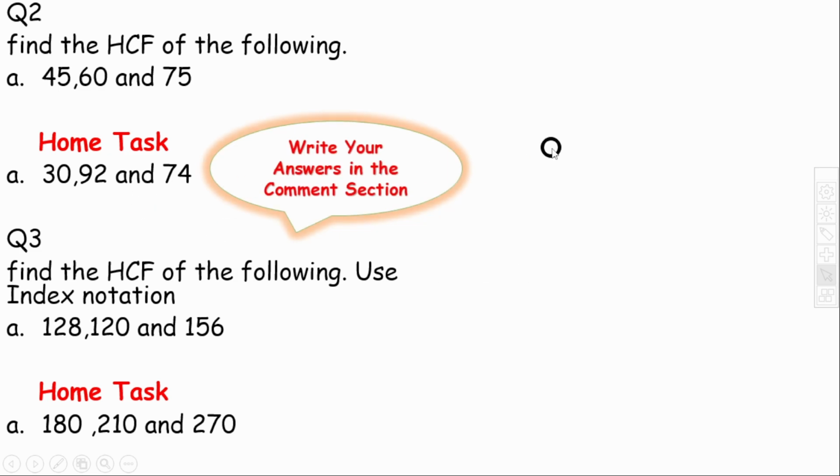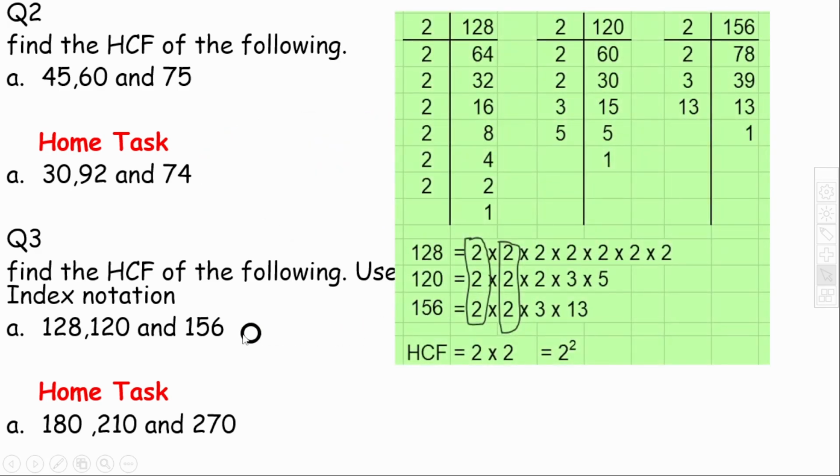Now, based on what we have just done, I want to do this using this method to solve the HCF of 30, 92, and 74. Now let's work on another method for doing the HCF. Find the HCF of the following, using the index notation format: 128, 120, and 156. To do this, let's use another method different from the previous method.